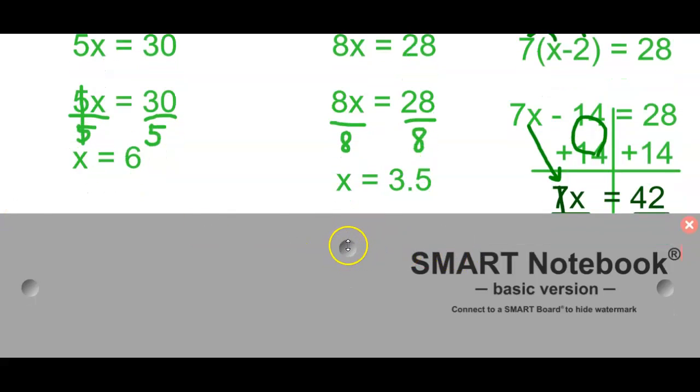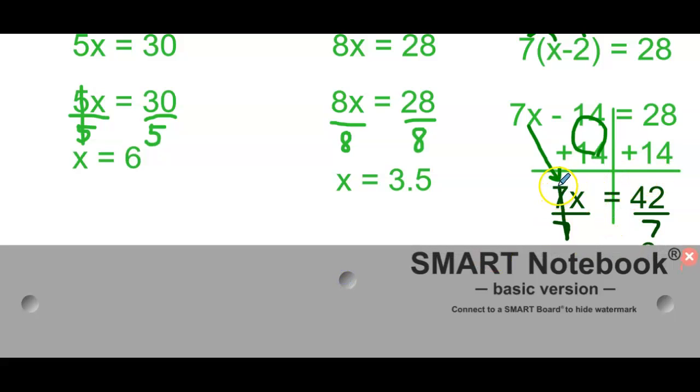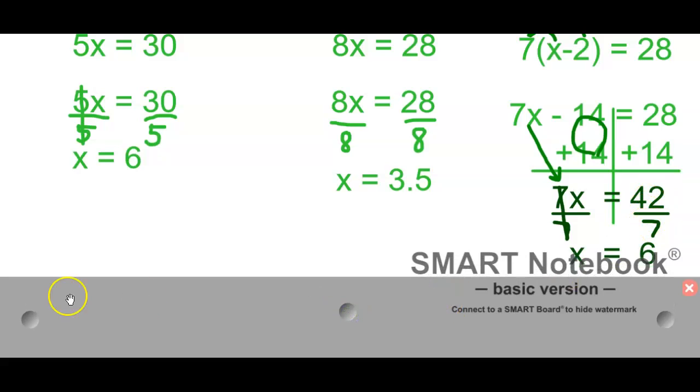So now how do I get my x by itself? I divide by my 7. That'll 1 out. And 42 divided by 7 is 6. So in this case, x is equal to 6.